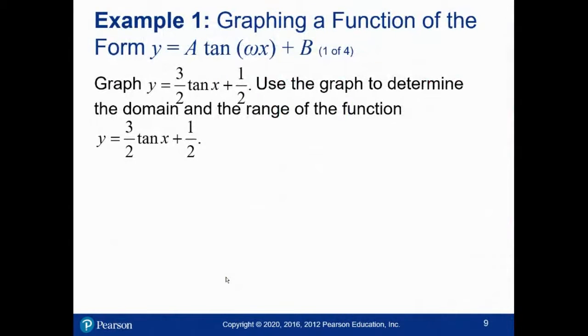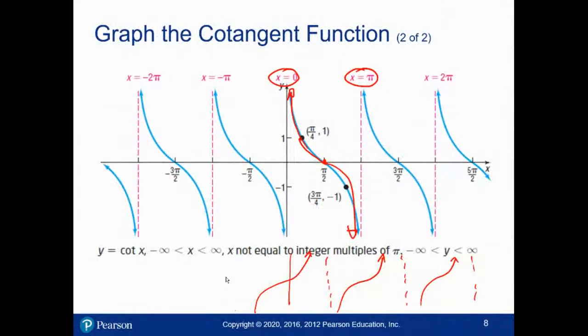Summarized. Oh, they didn't give us a summary. Well, summarized, the domain is everything except for multiples of pi. The range is all real numbers. It's not exactly an even or odd function. Sorry, it is an odd function, but it's... So here's the origin. So it does have some reflectional symmetry through the origin. It's just a little trickier to see. It's got intercepts at odd multiples of pi over 2, and it's got vertical asymptotes at multiples of pi.